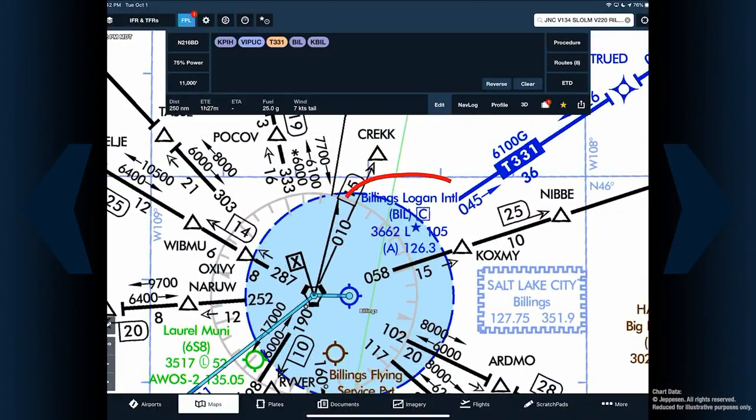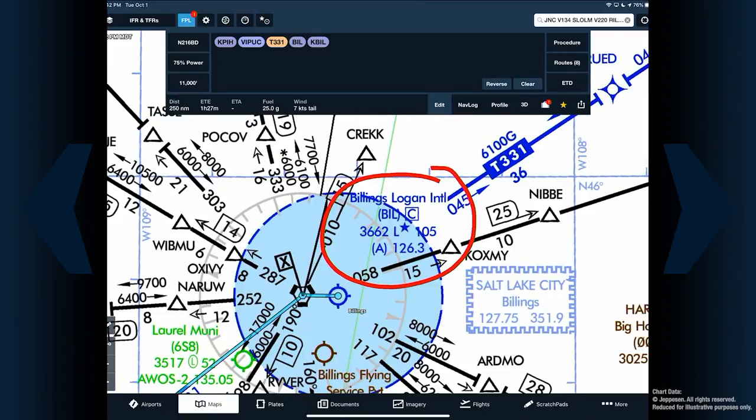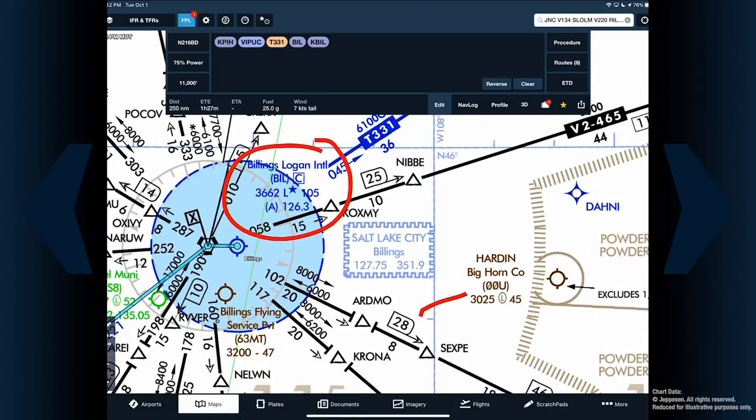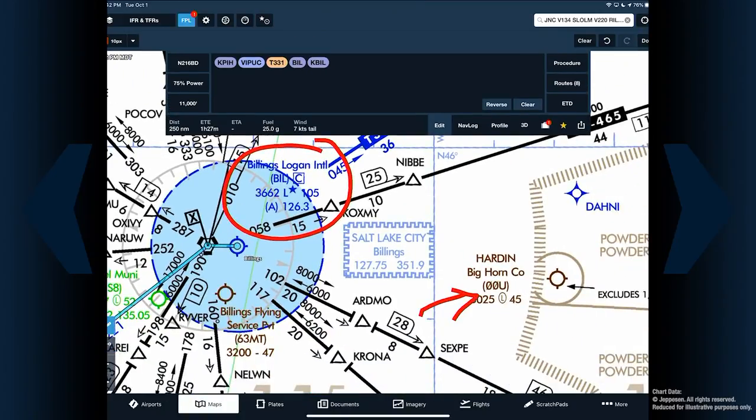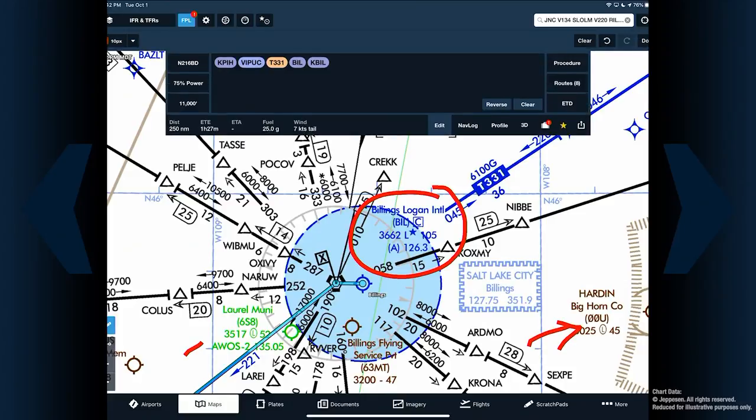A couple other things as we get into Billings. One of the questions we oftentimes get is why Billings appears in blue. Other instrument approach airports appear in green. Brown airports do not have an instrument approach procedure. So, for example, Big Horn County right here does not have an instrument approach procedure because it's brown. But Billings in blue and Laurel Municipal right here in green do have instrument approach procedures.